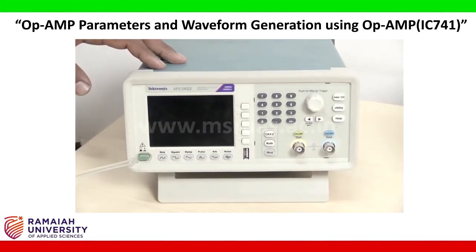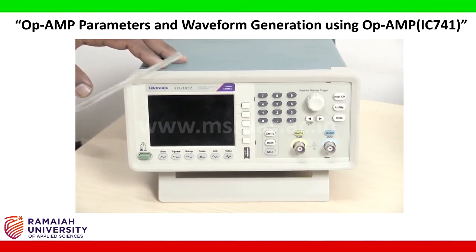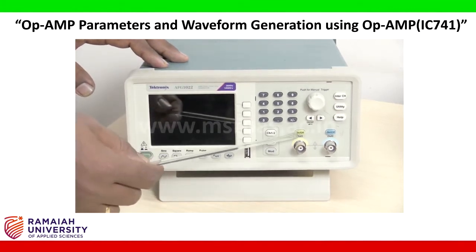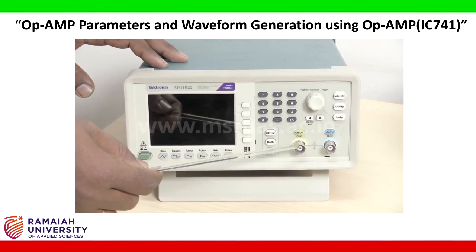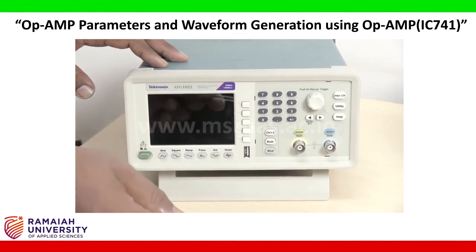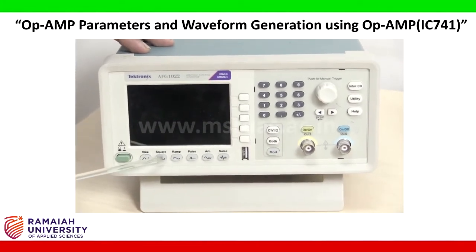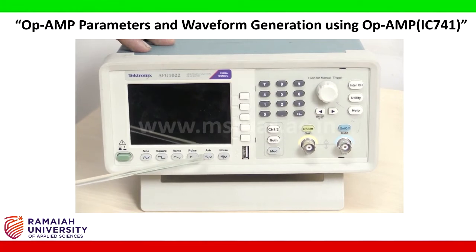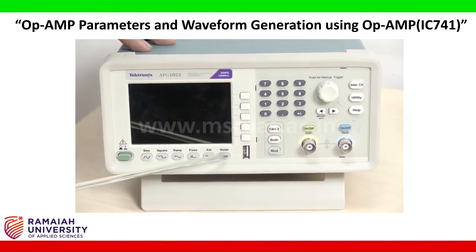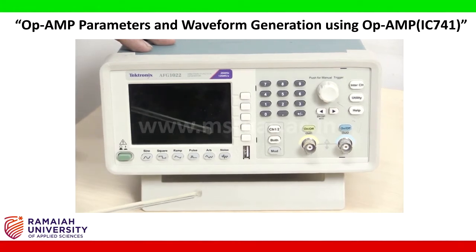This is the main power button to switch on the signal generator, and this is the on and off switch to send the waveforms to the circuit board, and this is the monitor to display the waveform. This is the sine wave, square wave, ramp wave, pulse wave, harp wave and noises that will be used to generate the signal for the input of the circuit.